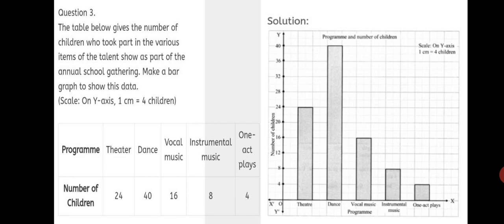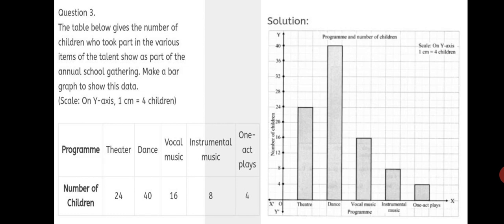Then step number 4. You have to mark the y-axis. What is given in the table for the y-axis? Number of children. So you write number of children in a slant position and then start with the scale of 4: 4, 8, 12, 16, 20, 24, 28, 32, 36, 40. Once you reach 40, you can stop or you can write one or two extra numbers, 44, 48 if you like. Because the biggest number in the table is 40, we need till 40 to mark our graph.